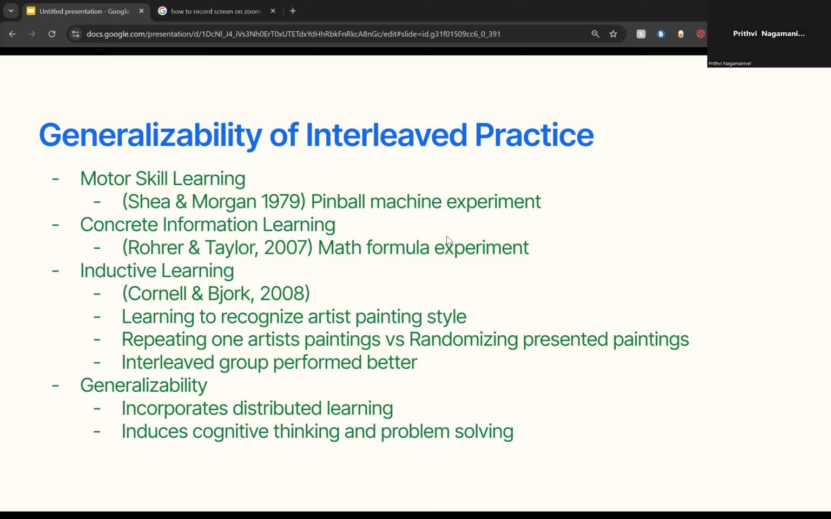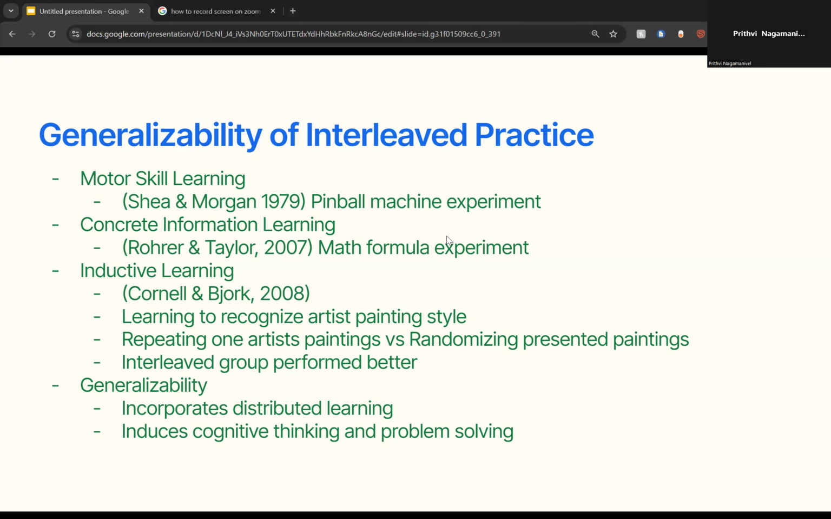So in the blocked style, they were shown the same artist's paintings continuously, while in the interleaved style, the presented paintings were randomized. And the interleaved group performed better because they were able to connect the dots and analyze patterns rather than just memorizing one art style.